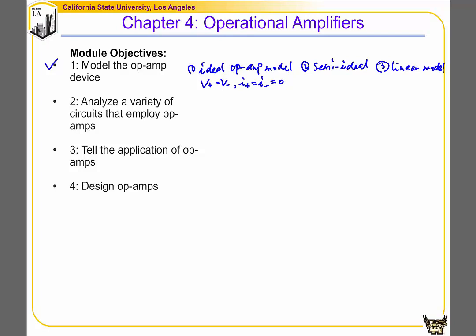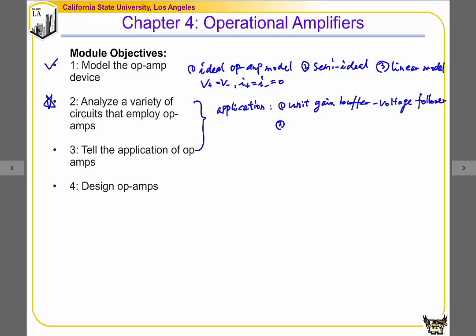In class, we had a practice of using all these 3 models, but with the main focus on the application of the ideal op-amp model. And we'll be able to use the ideal op-amp model to analyze a variety of circuits that employ op-amps. And this is tied with different applications of op-amps. So in terms of application, we had several examples. The first one is called a unit gain buffer or voltage follower.